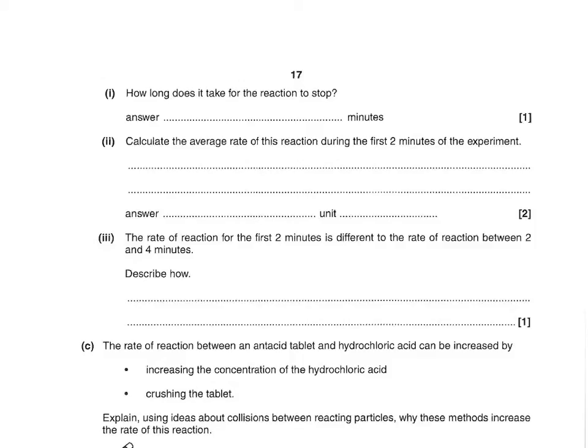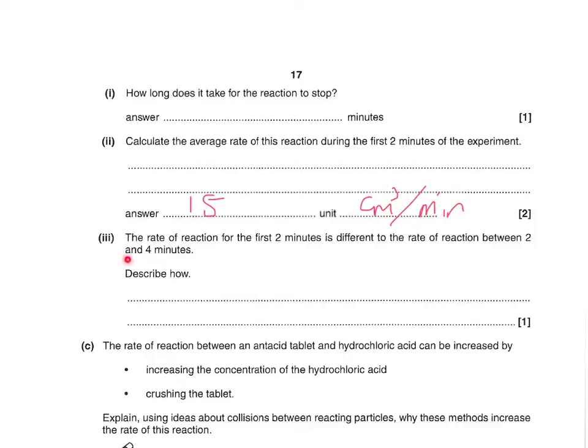So you get 1 mark for saying it's 15, and the unit is centimetres cubed per minute, because you're dividing the volume in centimetres cubed by the time, which is in minutes. If you decided to change the minutes into seconds, you could have 0.25 for this, and then centimetres cubed per second for this.